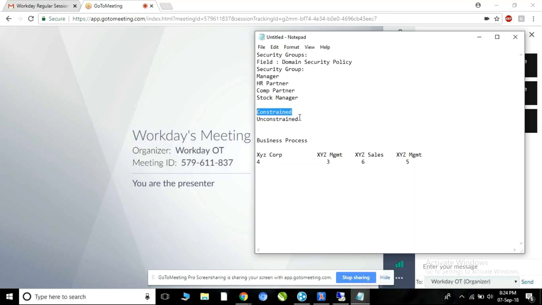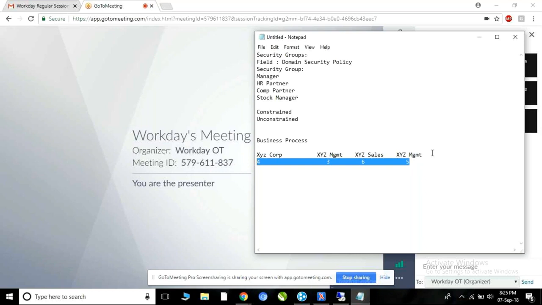But if it is of type unconstrained, it means out of the 18 employees which are there in our system, one HR partner can be hired in any of these organizations, but will be able to do the HR partner role in all these 4 organizations. Is that making sense?